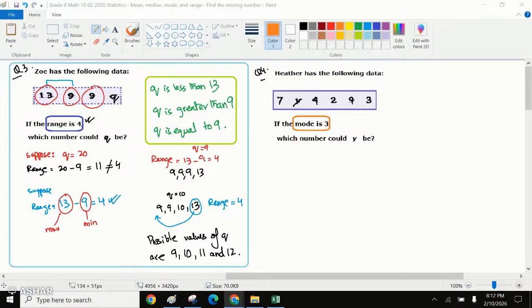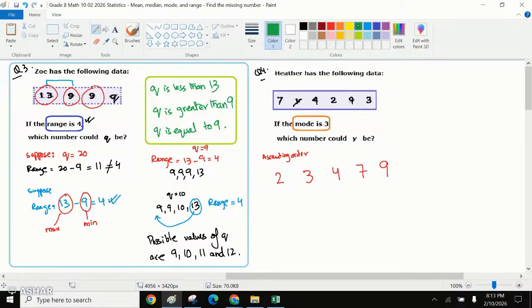Okay. See, these are open-ended questions. Why? If we arrange in ascending order, right? I'll try to arrange in ascending. The smallest number would be 2, 3, 4, 7, and 9. Agreed? If these are the numbers arranged in ascending order.